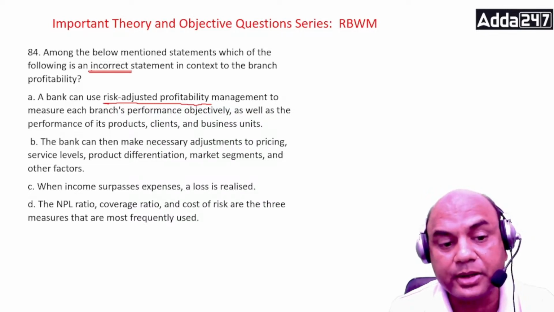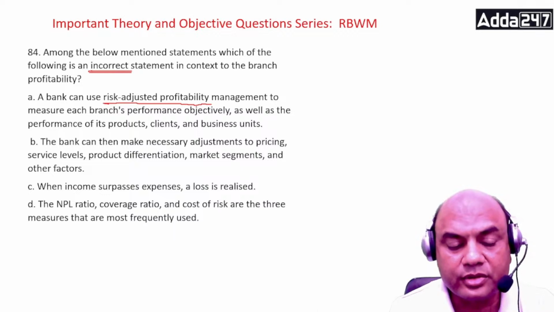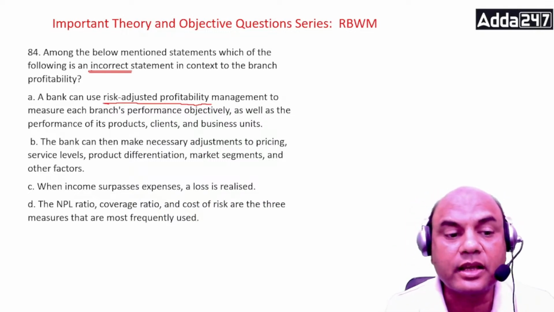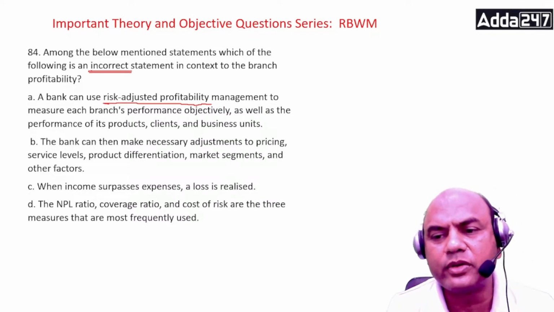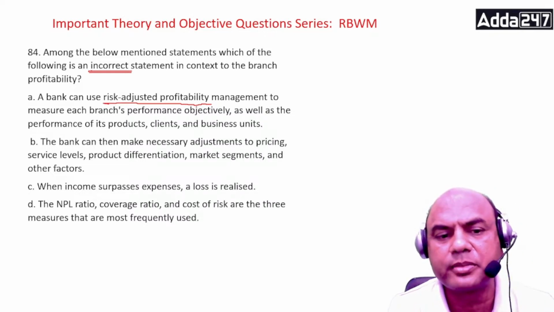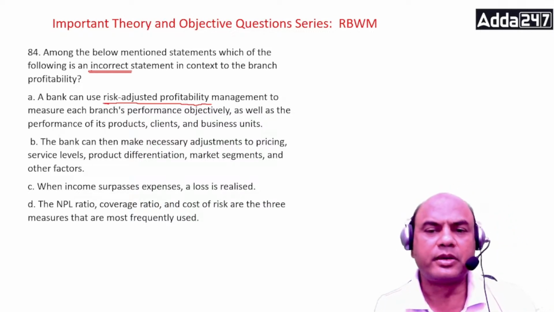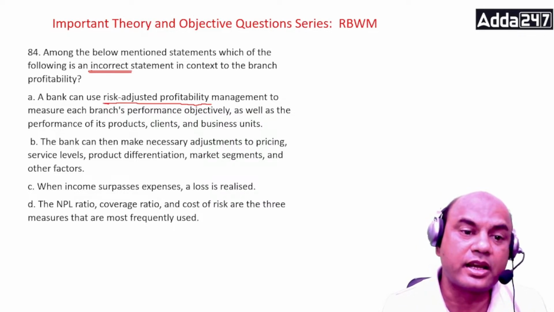Income surpasses expenses. Okay. NPL ratio, provisioning ratio, coverage ratio, and cost of risk are the three measures that are most frequently used. So which one is incorrect? Very simple. Anyone who doesn't know anything will also be able to answer this. Let me see what the answer is. Incorrect one.